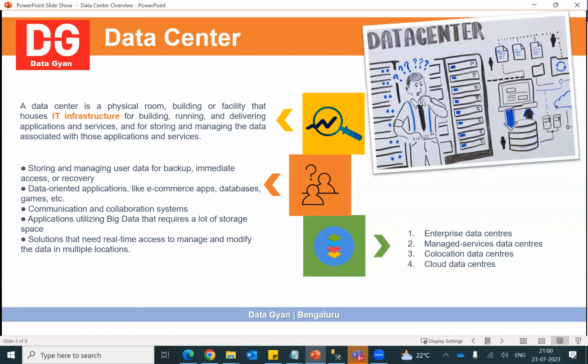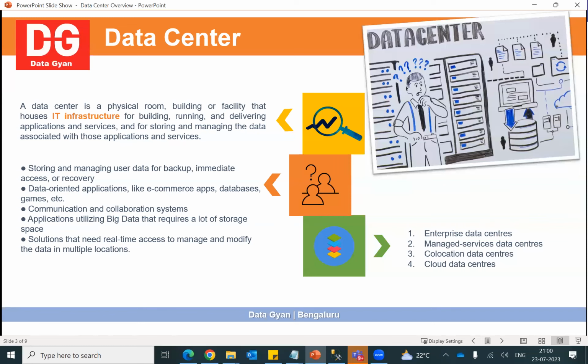So like that, they take it on lease, and all these people like TCS and whoever provides the data center infrastructure will give the service to State Bank, right? So that kind of method, or you can say the facility, is called a managed service data center.